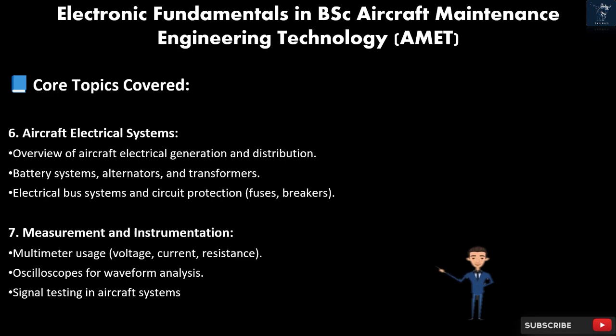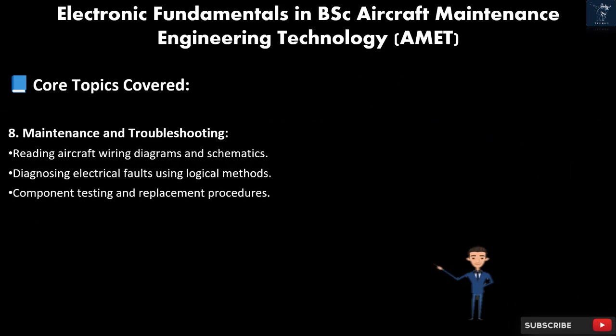7. Measurement and instrumentation: multimeter usage, voltage, current, resistance. Oscilloscopes for waveform analysis. Signal testing in aircraft systems. 8. Maintenance and troubleshooting: reading aircraft wiring diagrams and schematics. Diagnosing electrical faults using logical methods. Component testing and replacement procedures.